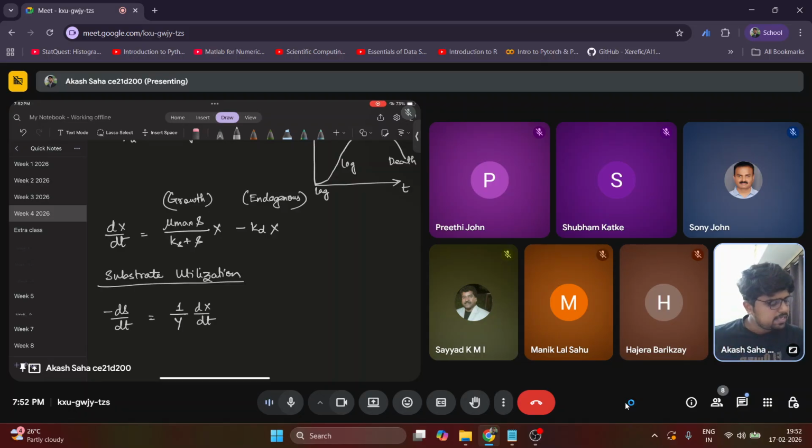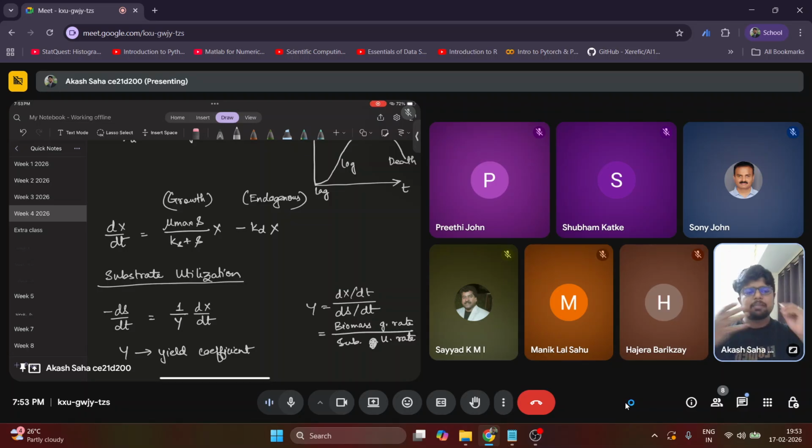Here y is called the yield coefficient. If you see this formula, y is nothing but the ratio of dx by dt divided by ds by dt, that means the biomass growth rate divided by the substrate utilization rate. So what does that mean physically or practically? It means how much biomass is getting produced per unit of substrate given.